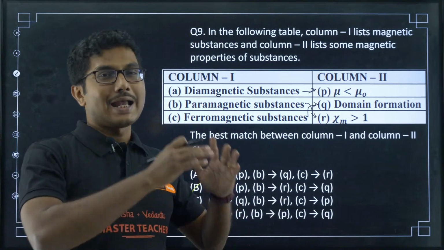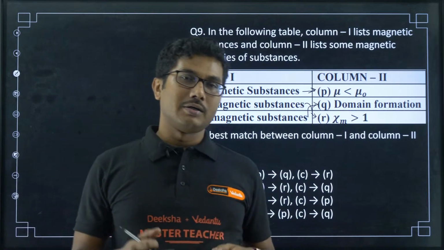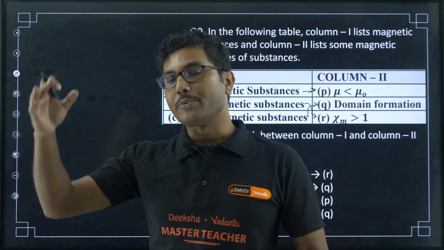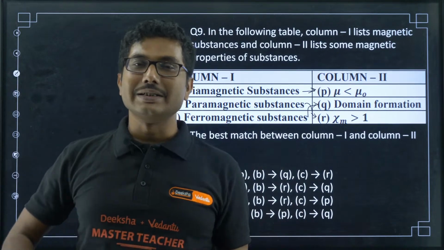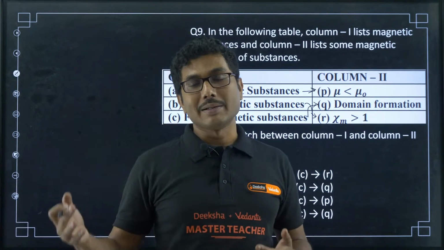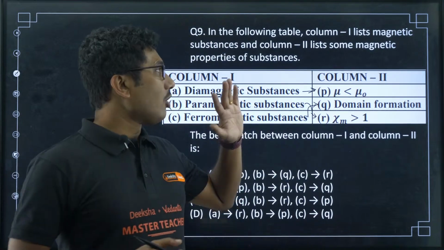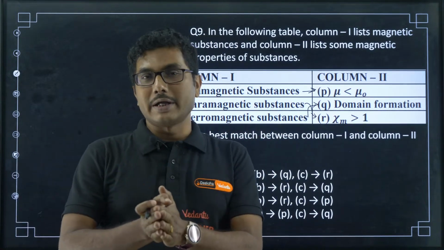And all the metals actually are paramagnetic by nature. You have to cool it down below room temperature, say maybe some minus degree Celsius, to make them magnet. Okay, but all the metals by default are paramagnetic in nature.